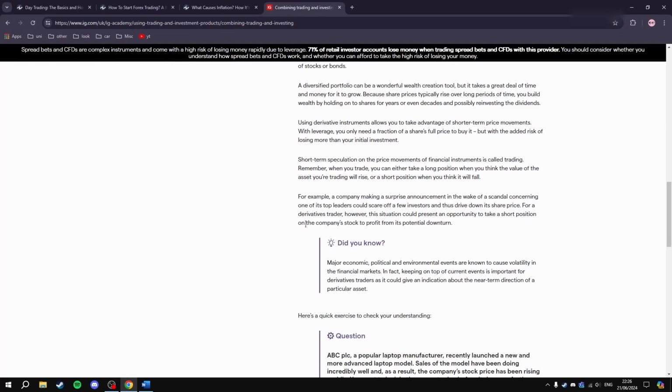A diversified portfolio can be a wonderful wealth creation tool, but it takes a great deal of time and money for it to grow. Because share prices typically rise over long periods of time, you build wealth by holding onto shares for years or even decades and possibly reinvesting the dividends.